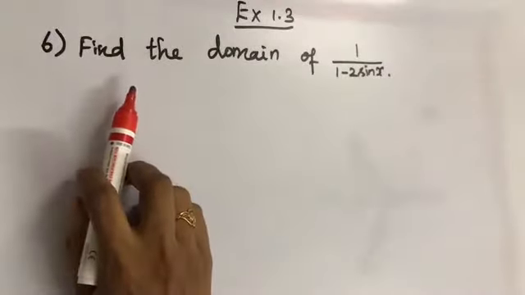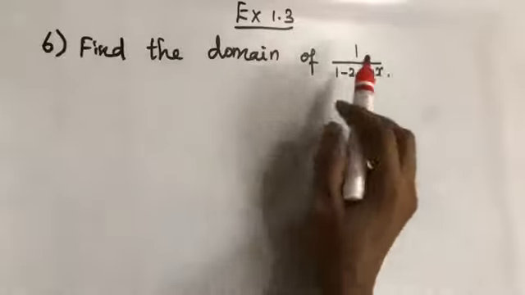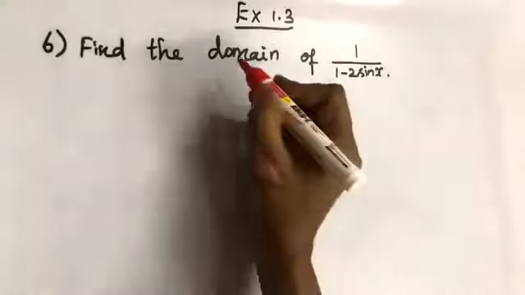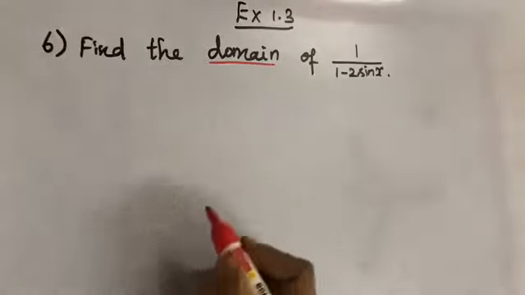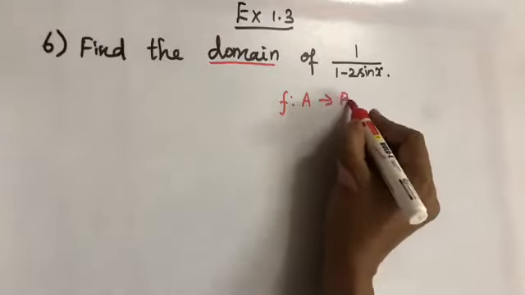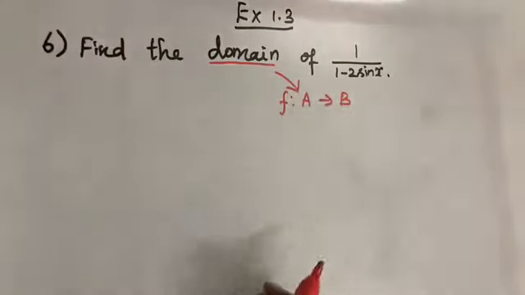Sixth problem in exercise 1.3. Find the domain of 1 divided by 1 minus 2 sin x. What do you mean by domain? If f is a function from A to B, we call A the domain and B the codomain.